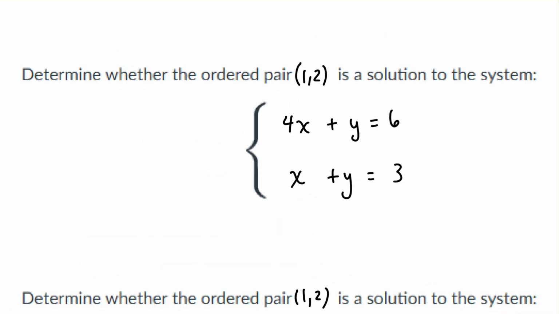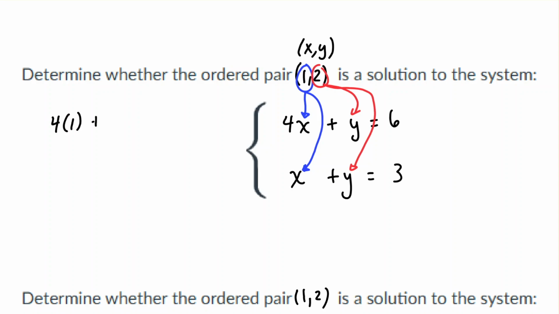To tell if an ordered pair is a solution to the system of equations, remember that we have the x and y values given to us that we're plugging in. The ordered pair is an x-y pair. So everywhere there's an x, I'm going to substitute 1, and everywhere there's a y, I'm going to substitute 2, in both equations. Let's rewrite that. 4 times 1 plus 2, we're going to see if that's equal to 6, and I'm going to write out the second one as well at the same time. 1 plus 2 equals 3.